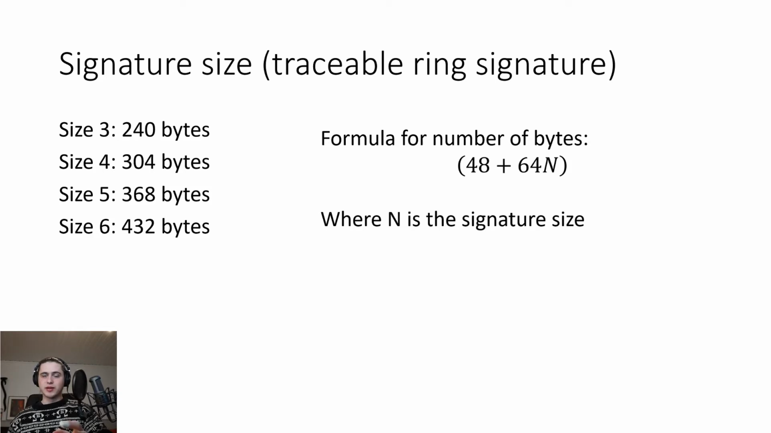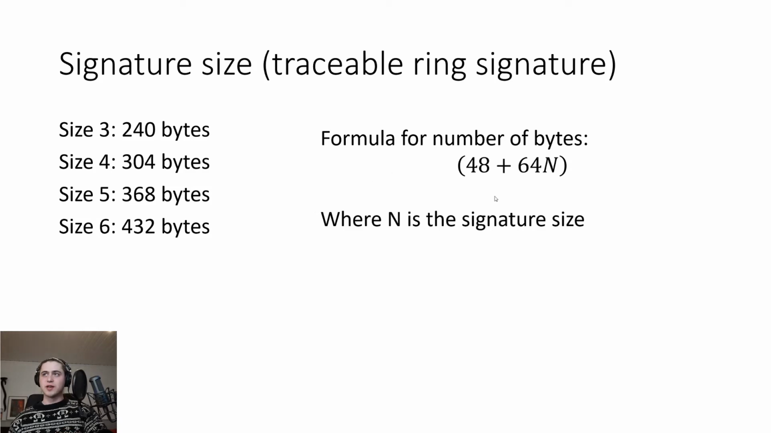Something to note here is that the more public keys you include in a ring signature, the bigger the signature itself is going to be. So you can see if we have a ring size of 3, then one signature is going to take up 240 bytes. Ring size of 6 means one signature is going to take up 432 bytes. And so these all fall on this line. So you can generalize with the formula here that the number of bytes is 48 plus 64 times n.